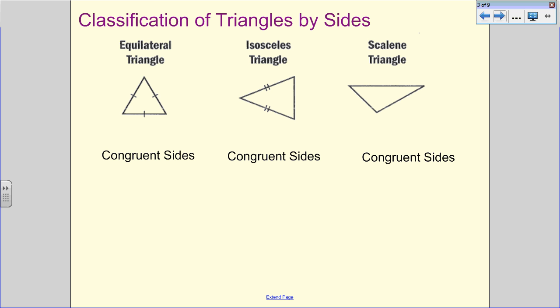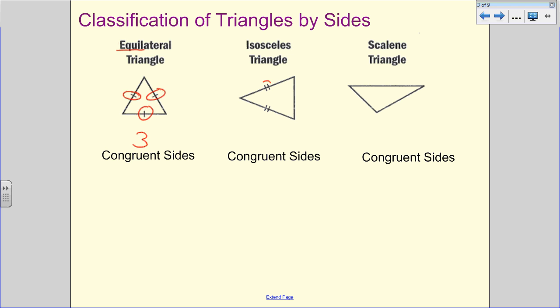All right, so let's take a look at what we have here. Classification of triangles by sides. We have one that's called an equilateral triangle. Hopefully when you look at that, you're seeing the word equal. Lateral is referring to sides. So we have equal sides. They show that because all three of the sides are marked as congruent. And so an equilateral triangle has three congruent sides.